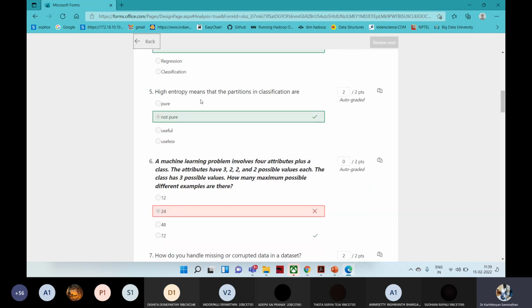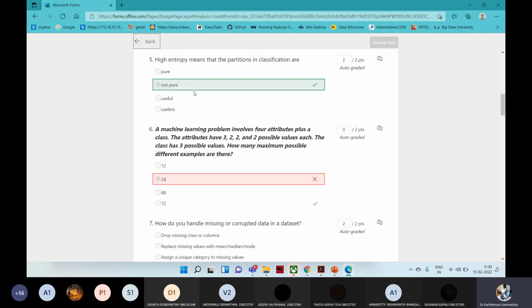High entropy means that the partition and classifications are not pure. So that we already discussed in the class.